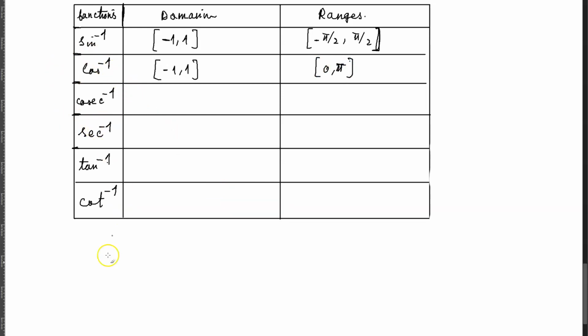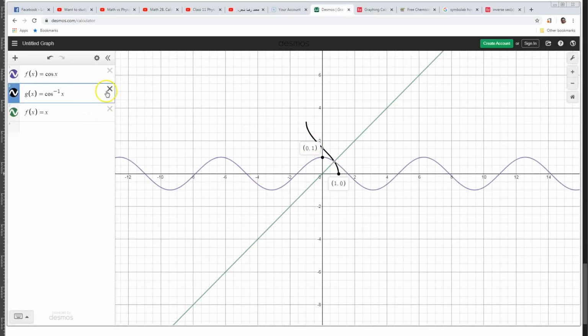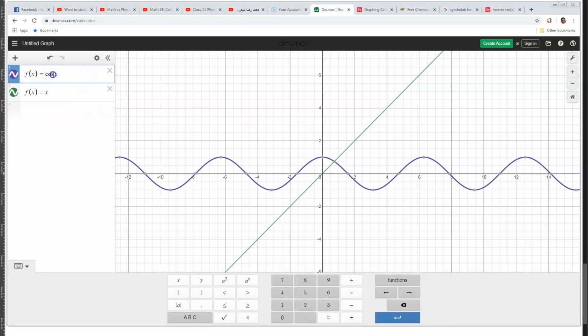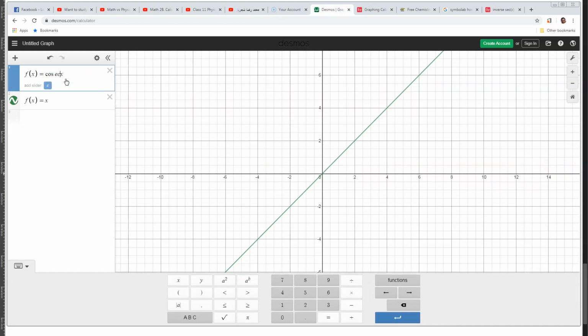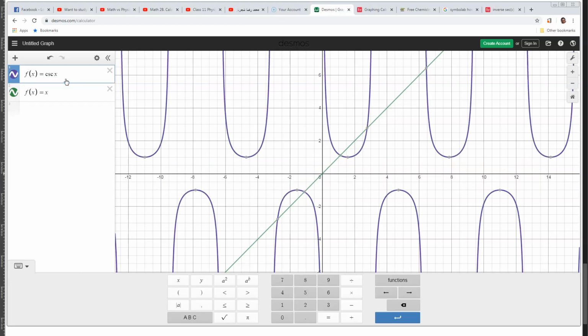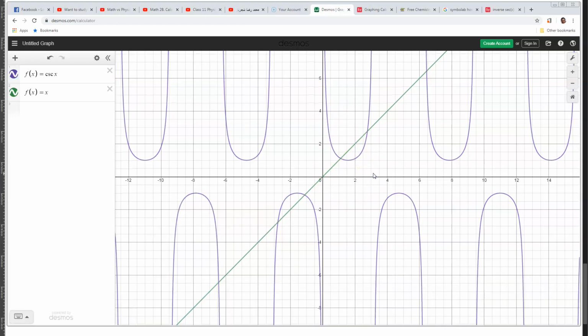Now for the cosecant inverse function, let's see what we had. If I draw the graph of the cosecant, CSC of x, you can see that I have this vertical asymptote. Of course, the calculator is not showing those asymptotes, but I have one asymptote here at x equal to 0, and now this is pi by 2, and at pi I have another asymptote.